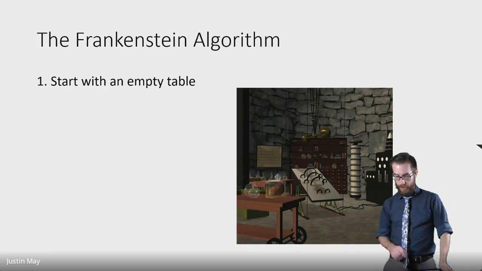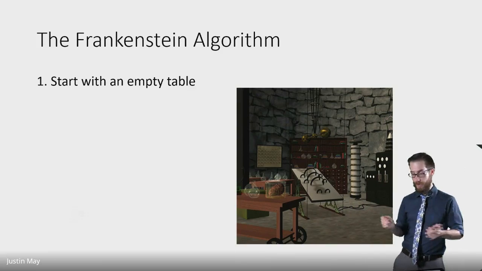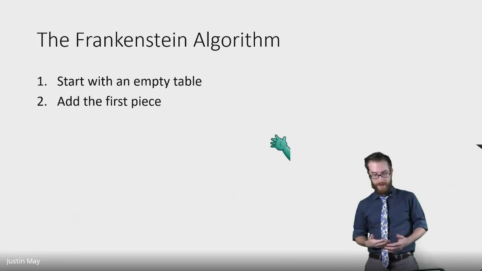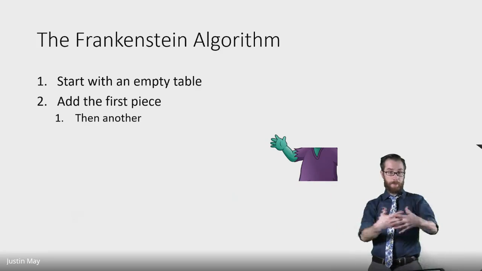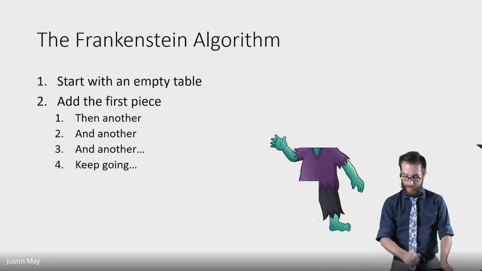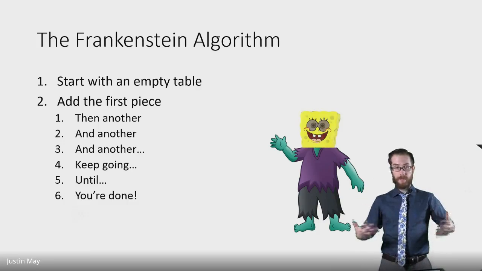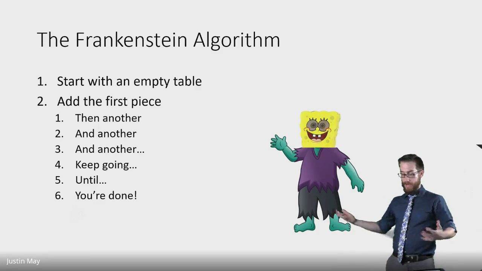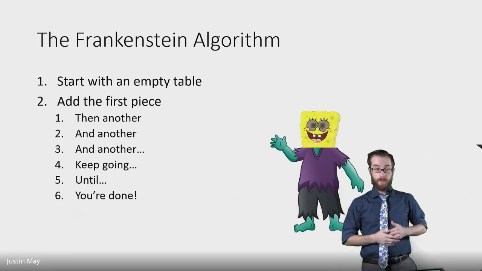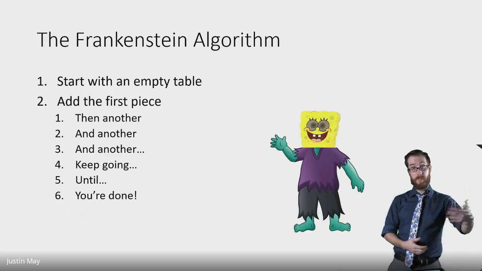How did he do it? Well, I'm glad you asked. He started with an empty table, nothing on it. And then he went and found a piece of a person. And then he found another piece and he put them together. And then another piece and another piece. And he kept finding pieces and putting them together until finally he had created his monster. And that is exactly how our algorithm is going to work when dealing with strings. And our monster will be our answer to whatever particular problem we're trying to solve.